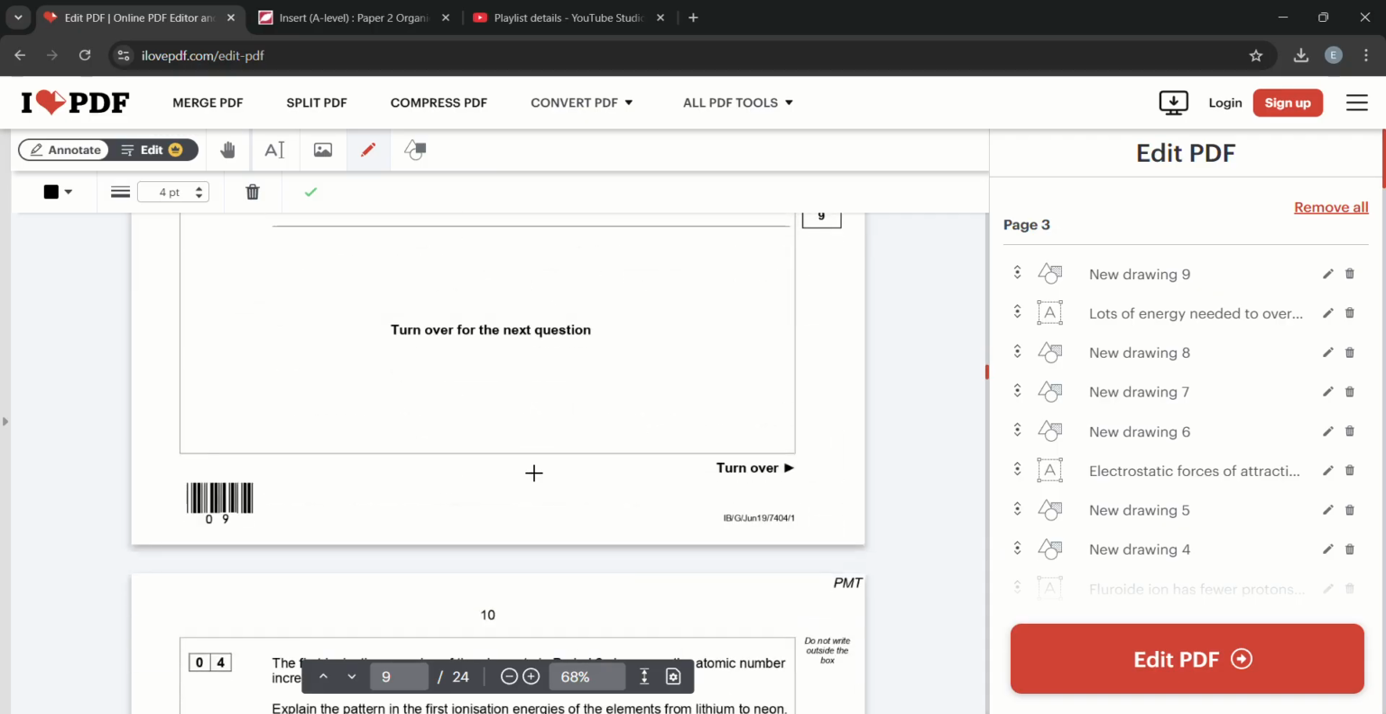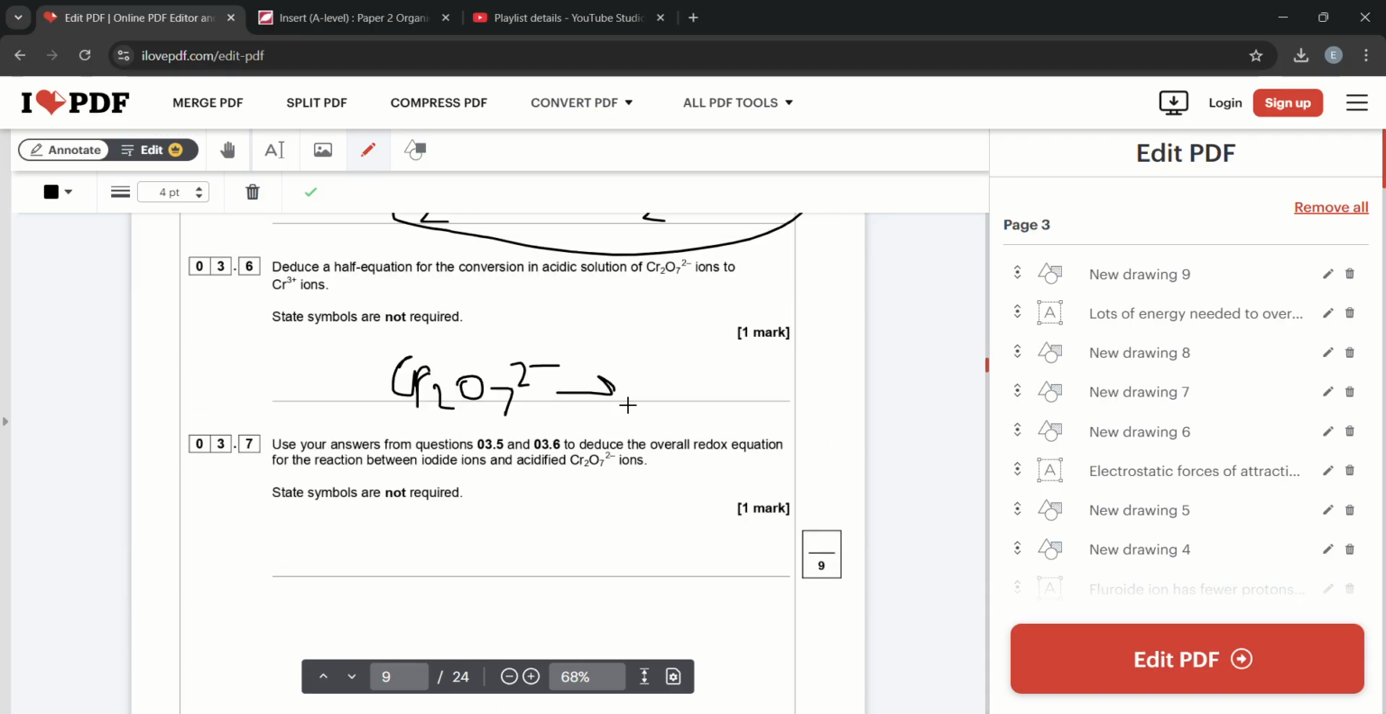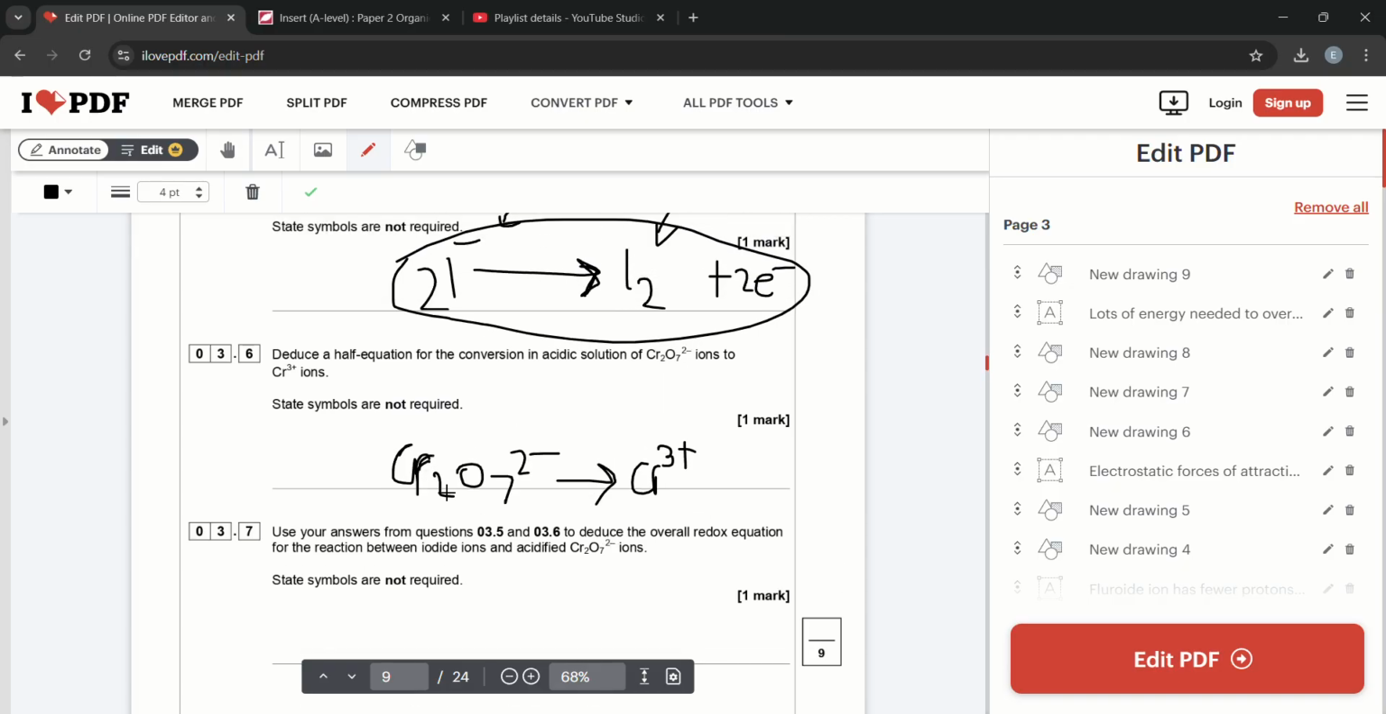Then the next half equation shows the conversion in acidic solution of Cr2O72 minus to Cr3 plus. Cr3 plus. It's still going to be a bit tricky compared to 3.5. Okay, so we've got 2 Crs here, we've only got 1, so we need a 2 here.